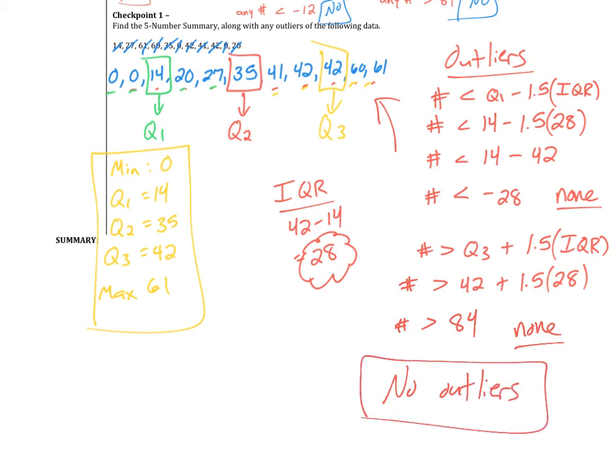Okay. Now let's just say the biggest number was like 100. Then you would say 100 is an outlier because 100 is bigger than 84. That's how those outliers work.